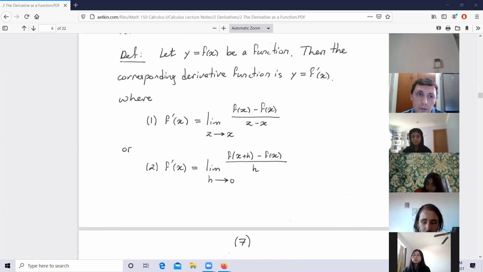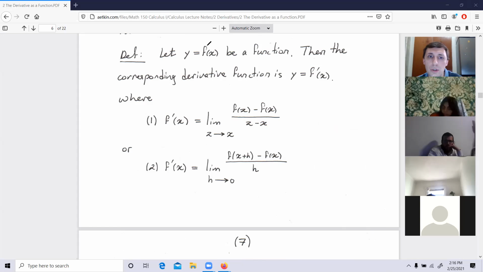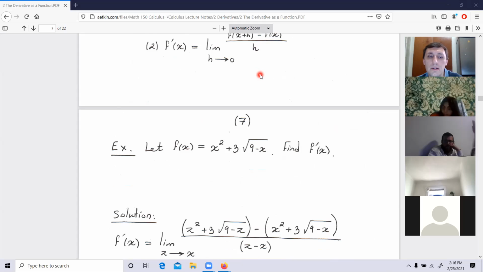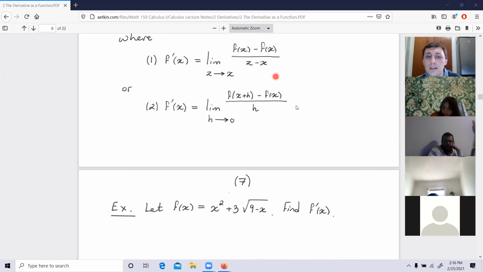You have to be very careful, naturally. So, for instance, guys, let's see if you can do it. Do you see this? This is also the notation. x squared plus 3 times the root of 9 minus x. It's a little bit hard.